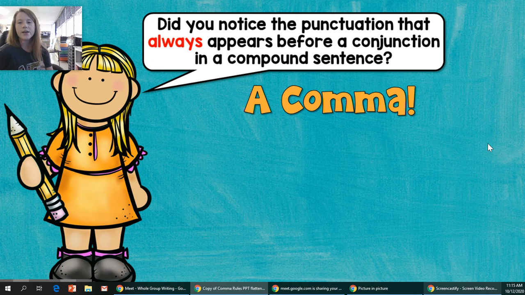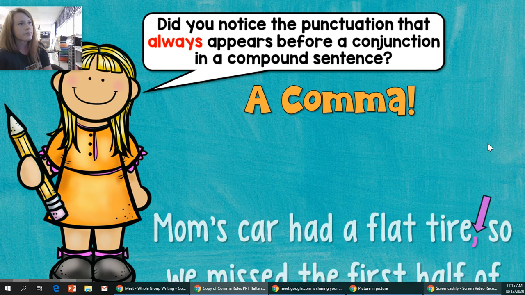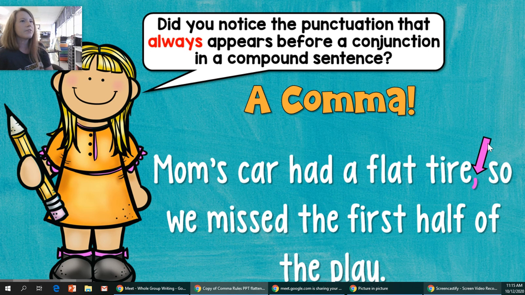Okay. So a comma is always going to go before the conjunction. We just kind of talked about that. Mom's car had a flat tire, so we missed the first half of the play. What's the conjunction in that word? Nope, not a comma. What is the conjunction? So is our conjunction. It's connected. So remember fanboys? The S stands for so. Okay, so the comma is going to go before the conjunction, so it goes before so. And there it is, it's right.